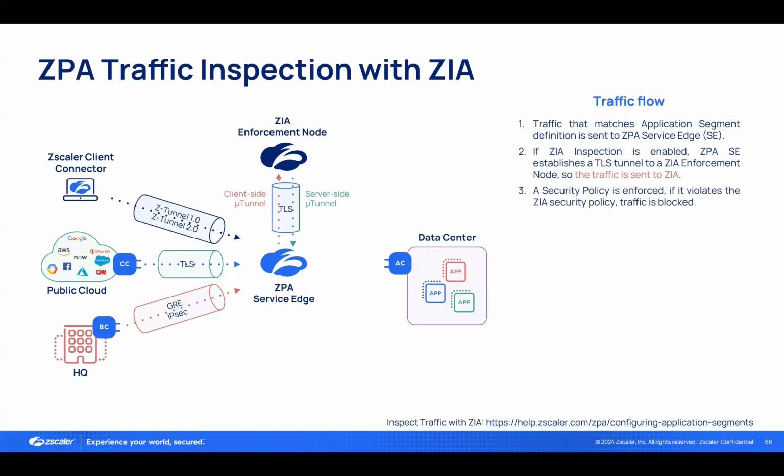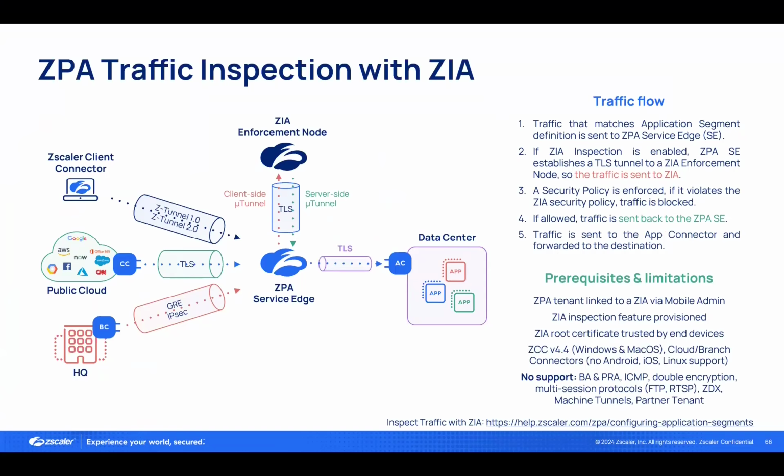If traffic violates the ZIA security policy, it's blocked. Otherwise, it's allowed and sent back to the ZPA service edge, after which it's sent on to the app connector and forwarded to the destination. Note that this has several prerequisites and limitations. Obviously, this requires a ZIA tenant that is linked to your ZPA tenant. The ZIA inspection feature must be provisioned for ZPA. This can be enabled with a simple support request if it isn't provisioned.